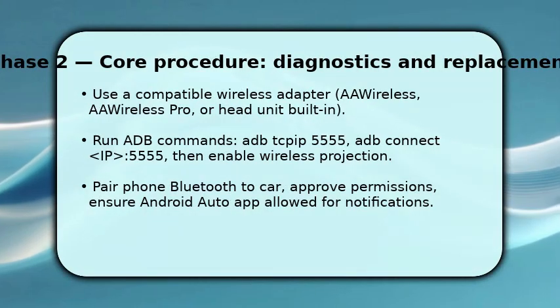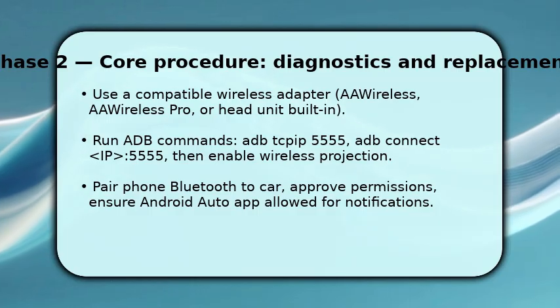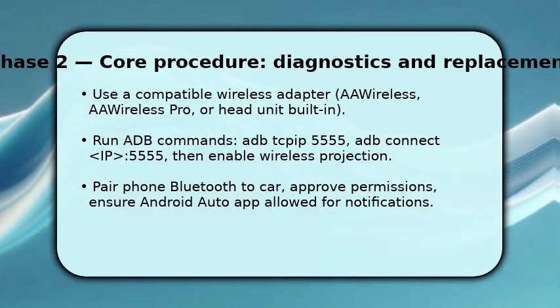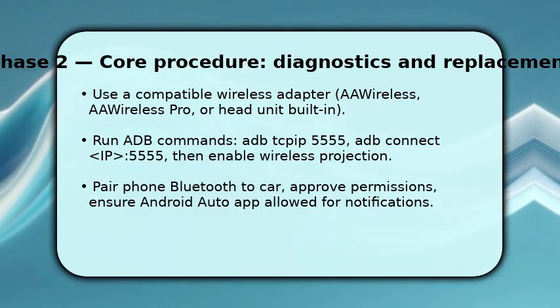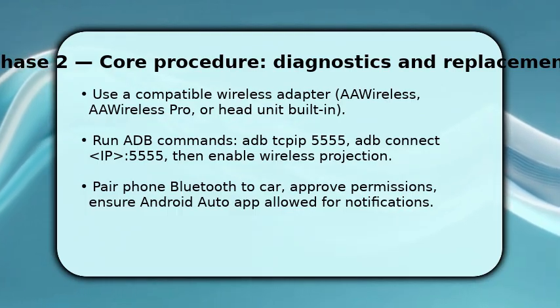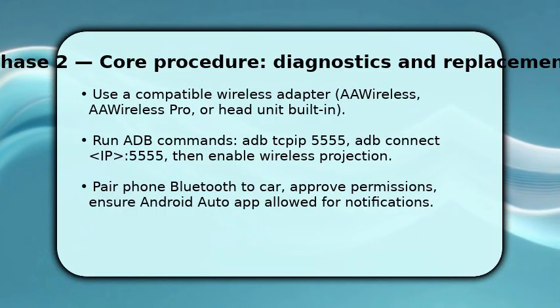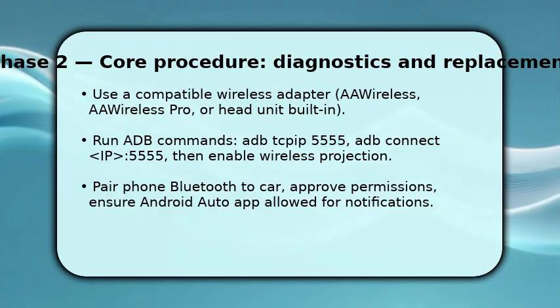You now configure the adapter or phone for wireless projection. If using an adapter, connect it to the car USB and power it, then put it in pairing mode. On your phone, run ADB commands from a PC, adb tcpip 5555, then adb connect followed by the adapter IP. This switches the phone to connect over Wi-Fi.